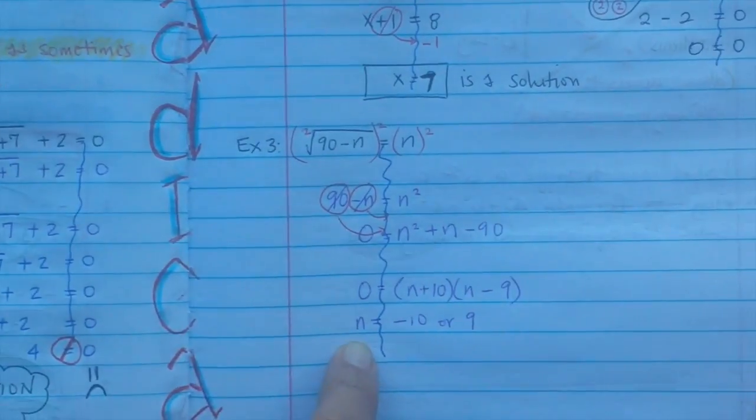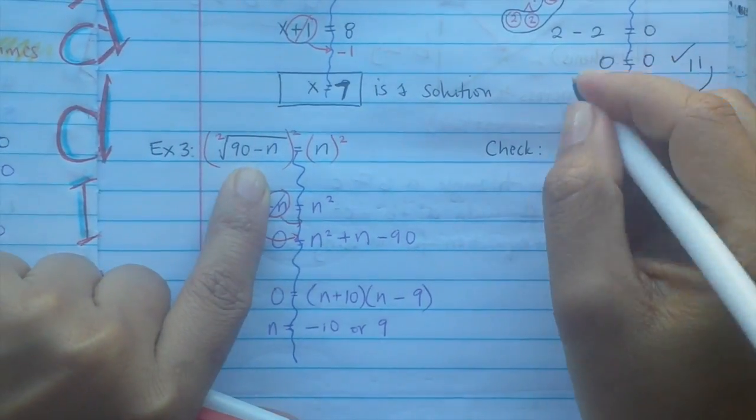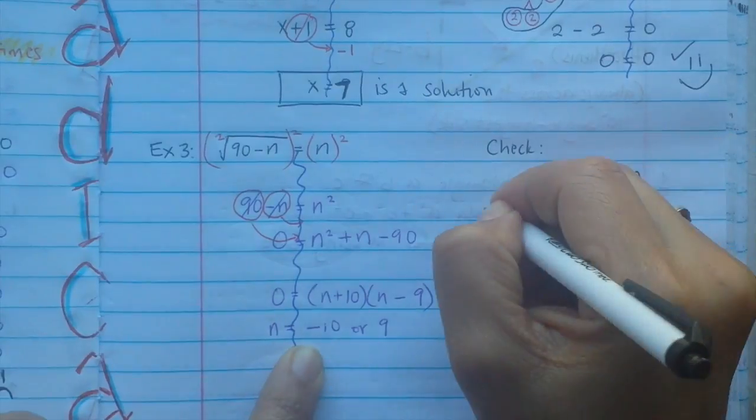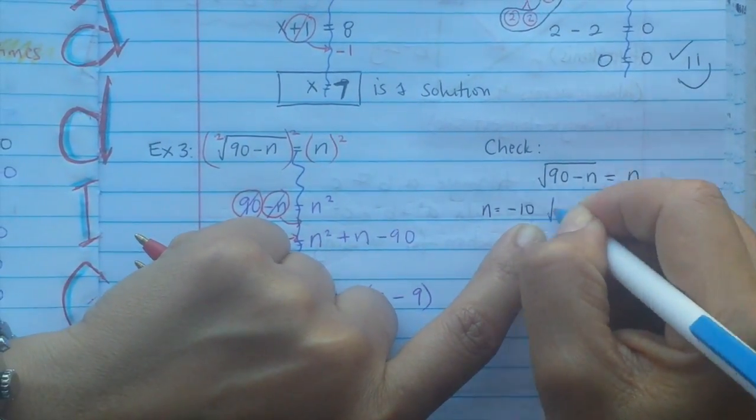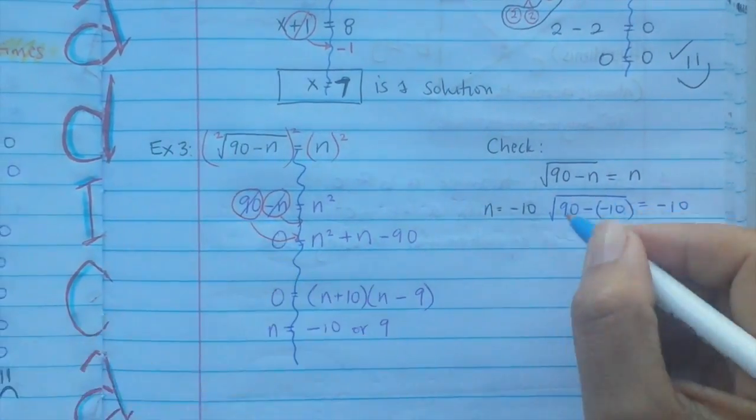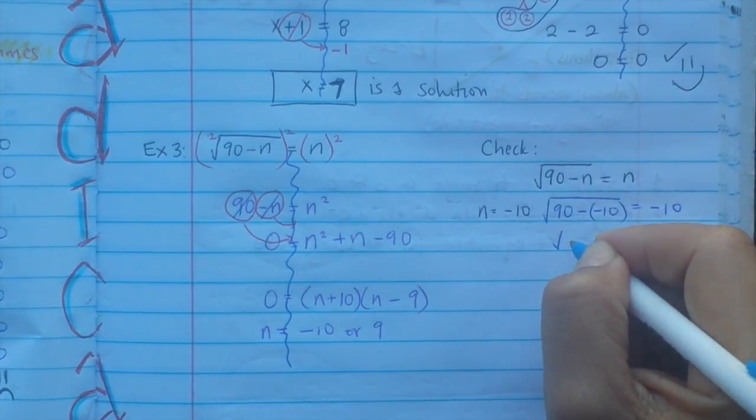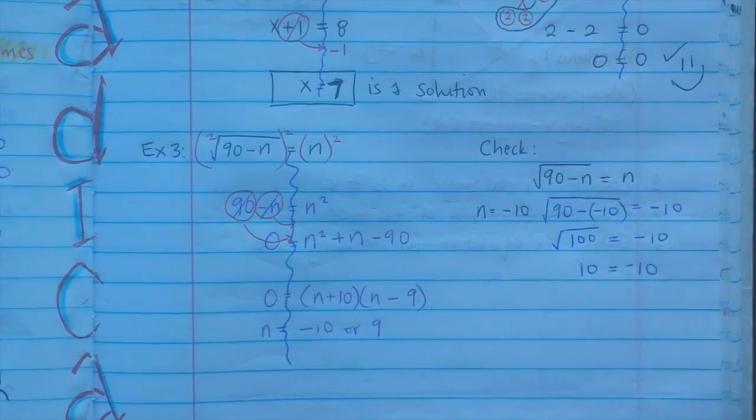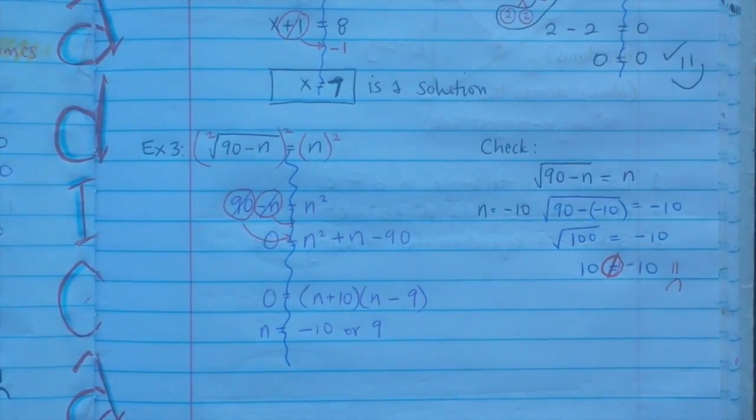You have to check your solutions to make sure that they are true. So we're going to check n equals minus 10, and then n equals 9. So you got to plug it in. So n equals minus 10. Alright, so we're going to get square root of 90 minus negative 10 equals negative 10. That's going to become positive. 90 plus 10 is 100, so square root of 100 equals, that's going to give me 10 equals negative 10. Is that true? Is 10 equals negative 10? No. So n equals negative 10 is not a solution.